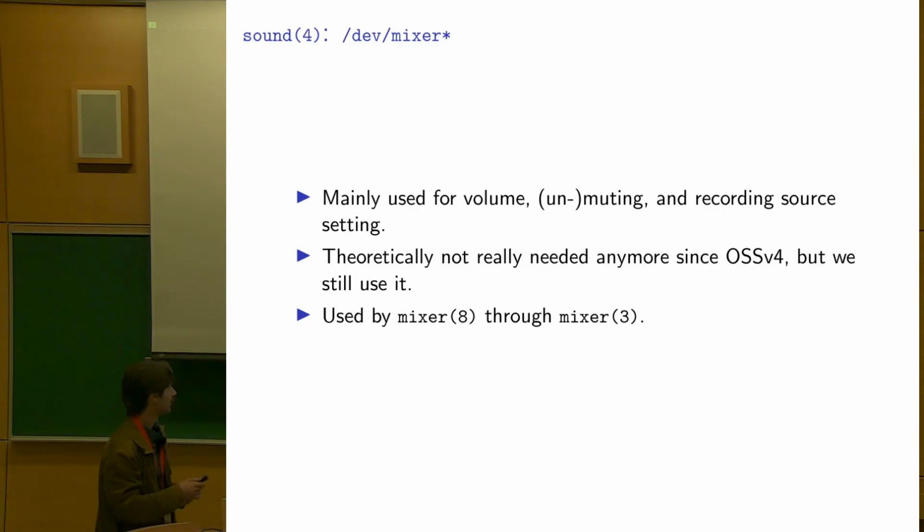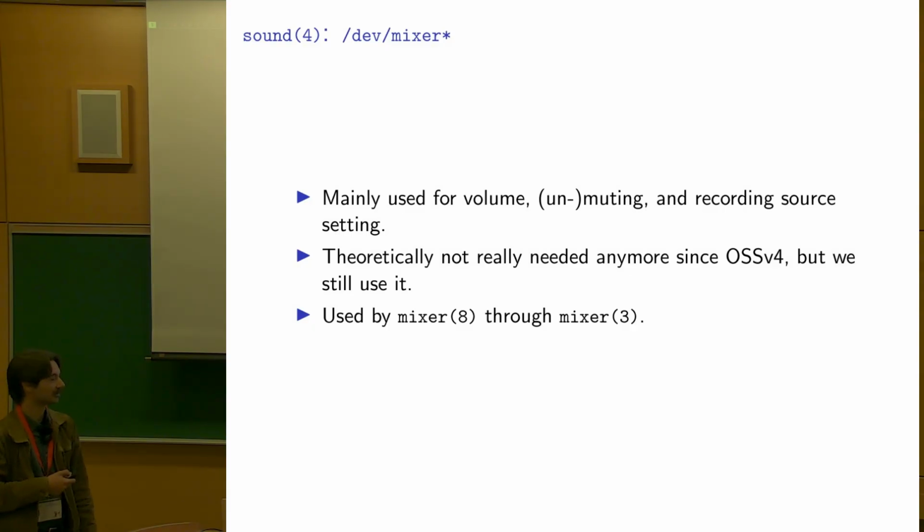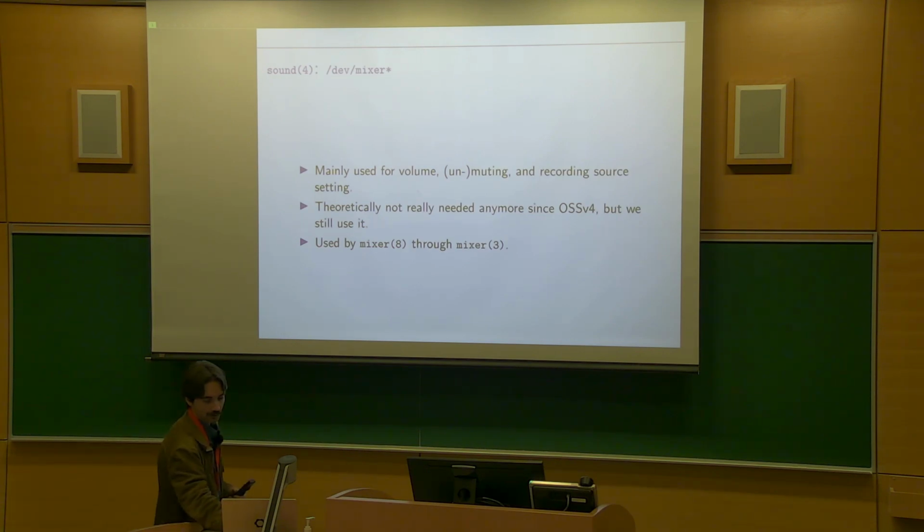So /dev/mixer, I said it's not really interesting. It's used just for volume unmuting and muting, and recording source setting. It's not really needed anymore. It's mostly a legacy feature. Even the manual says you could just not use it. But mixer still uses it, so it's not worth rewriting something that will eventually give us the same outcome. But it is there. You can use it.